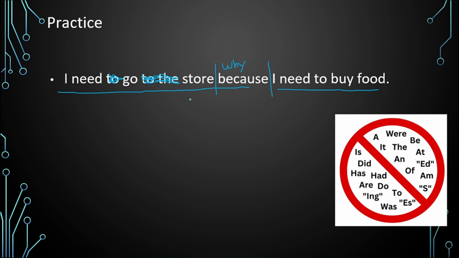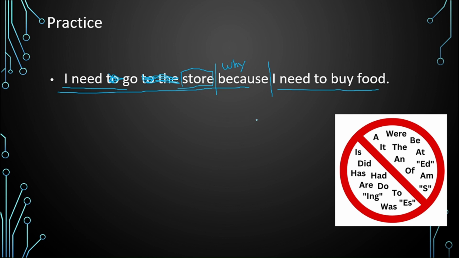Between those words, what's the topic? Store. Well, what's being said about the store? I need go, and then you have your question word. So it would look like: store, I need go, why? All right, that takes care of the first part.